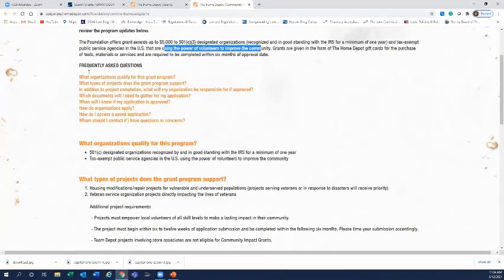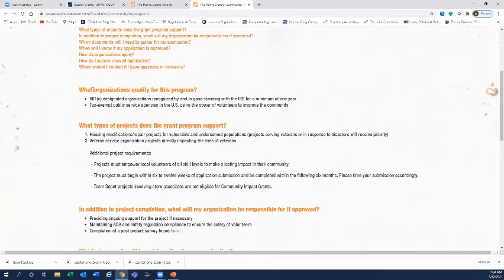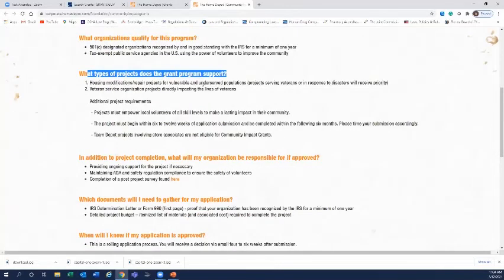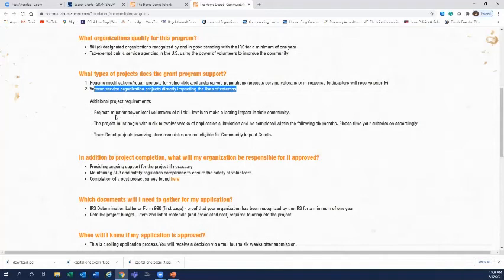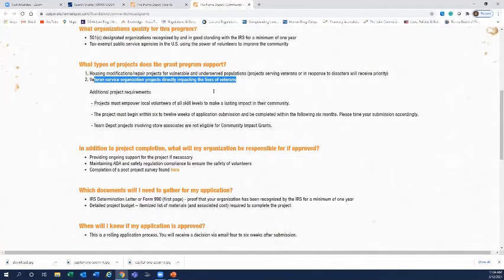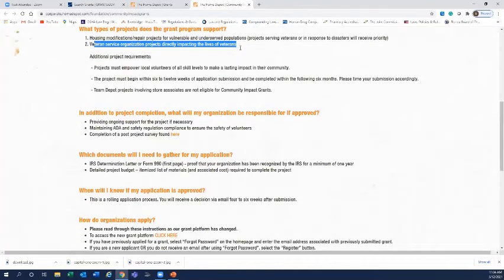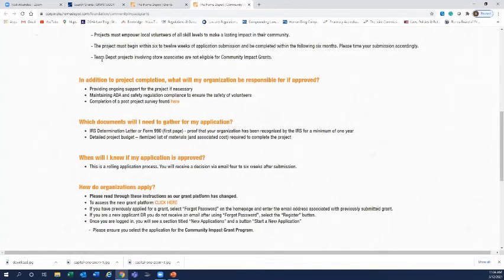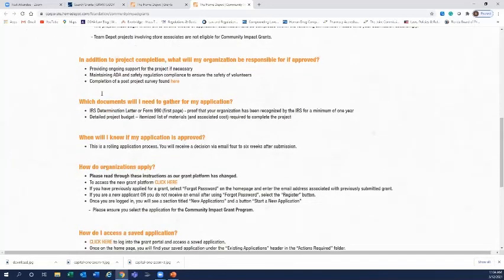Okay, so the types of projects that the grant opportunity supports: housing modifications and repairs for vulnerable underserved populations, veteran service organizations directly impacting the lives of veterans. Projects must empower local volunteers of all skill levels to make a lasting impact. Projects must begin within 6 to 12 weeks of the application submission, and projects that involve store associates are not eligible for community impact grants. So they go through all of that detail.